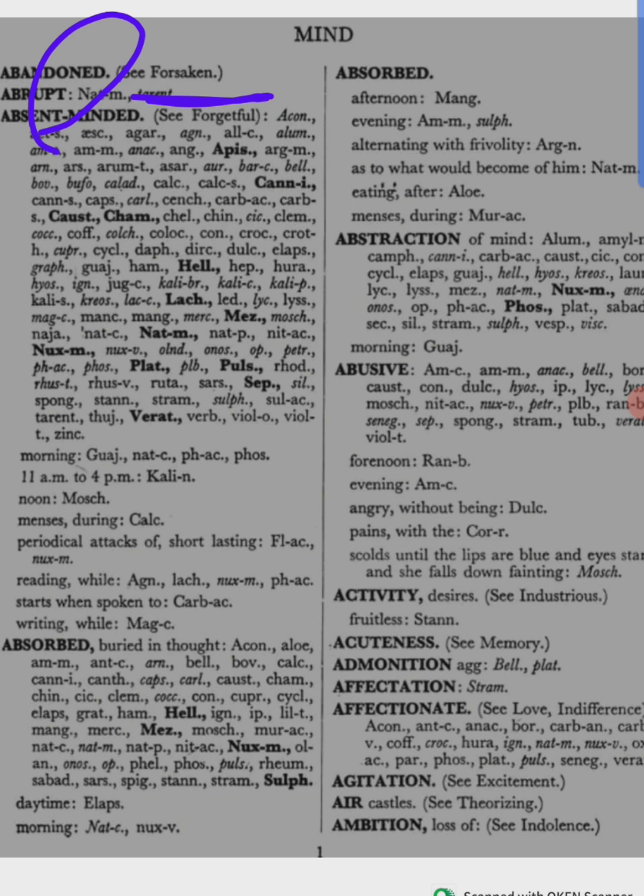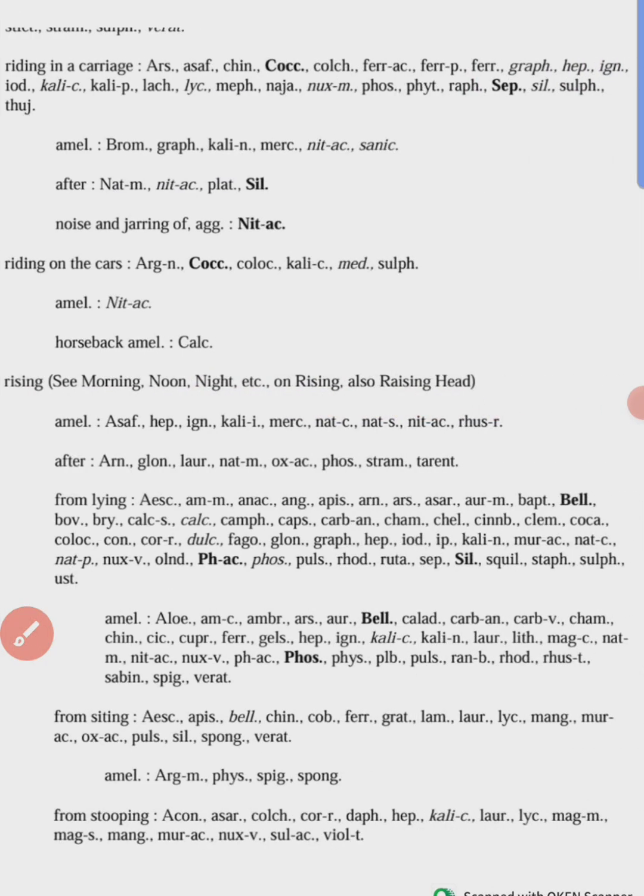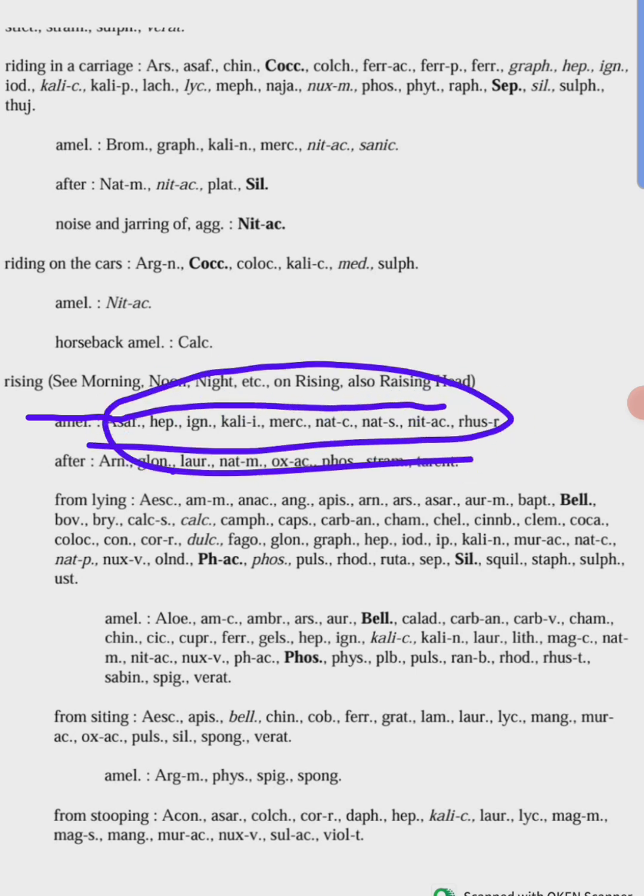See here also. This is the second type. See more. Here is one rubric, and in the bracket we can get the references and also get the group of remedies. This is all about the cross reference.